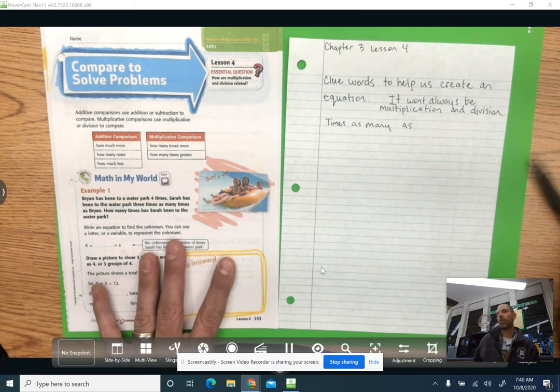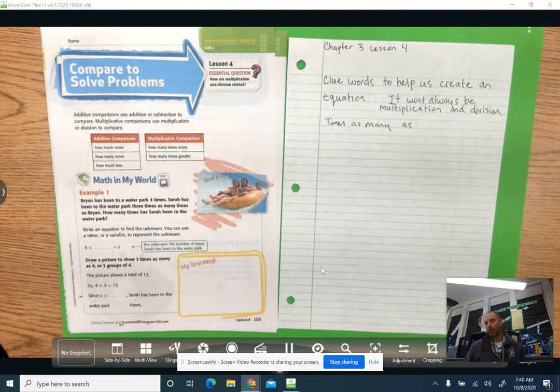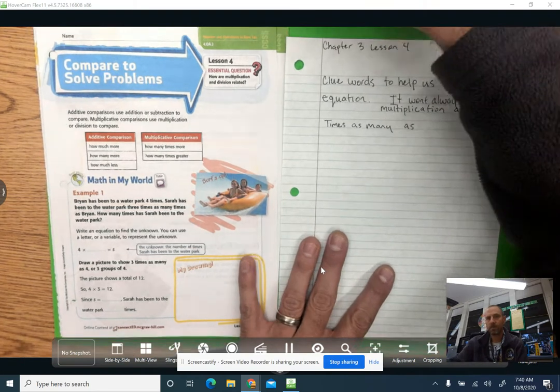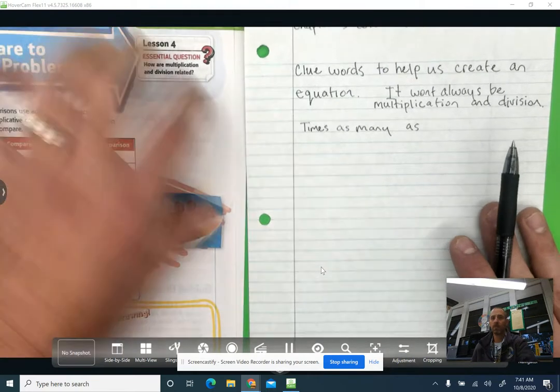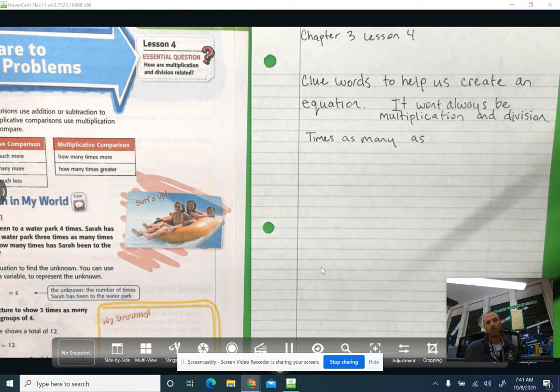Comparing to solve problems. This is chapter 3, lesson 4. We are continuing our journey of how to recognize multiplication or division in problem solving, in this case, word problems. Looking on my notebook paper, my scratch paper, there are clue words to help us create an equation, right? Or really clue words to help us figure out, are we multiplying, are we dividing?